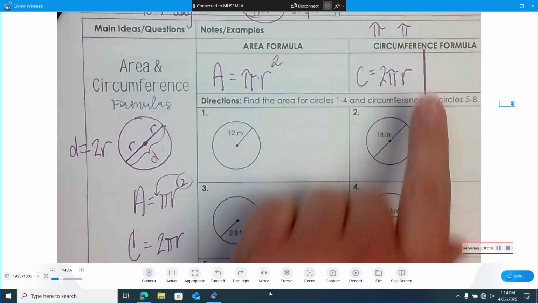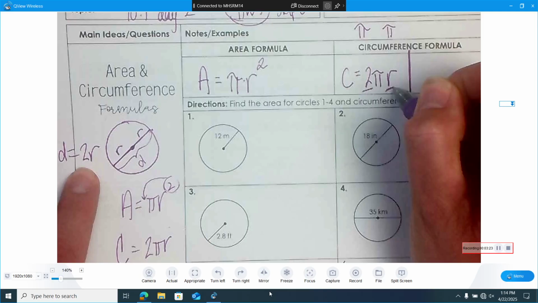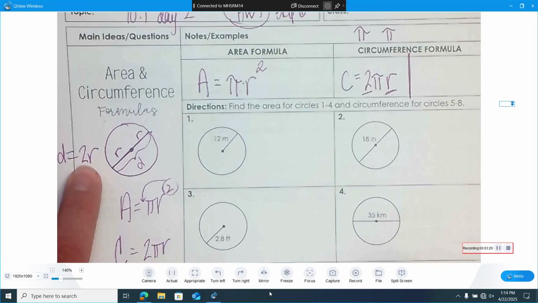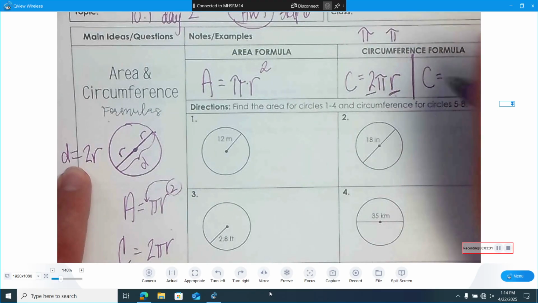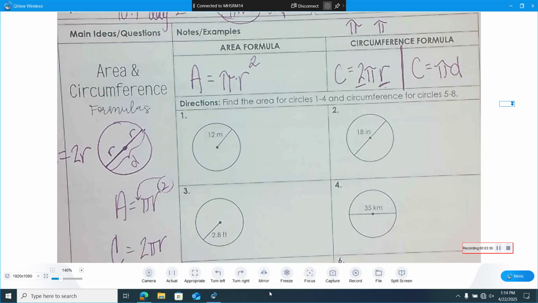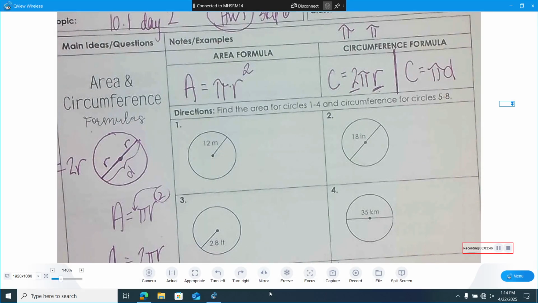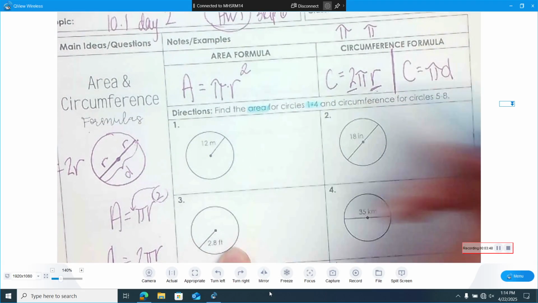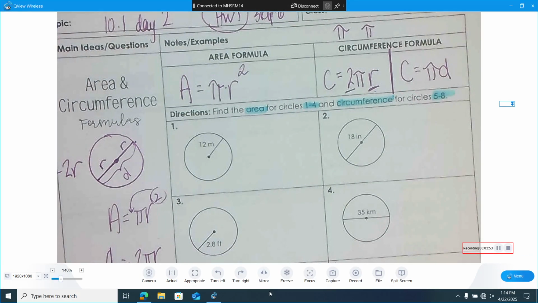So there's another formula we can use for circumference, because 2 times r is the same as diameter. So circumference is also pi times diameter. You can decide which formula you want to use, and we're going to use both. First, we want to use the formulas to find area for numbers 1 through 4, and then find circumference for numbers 5 through 8.